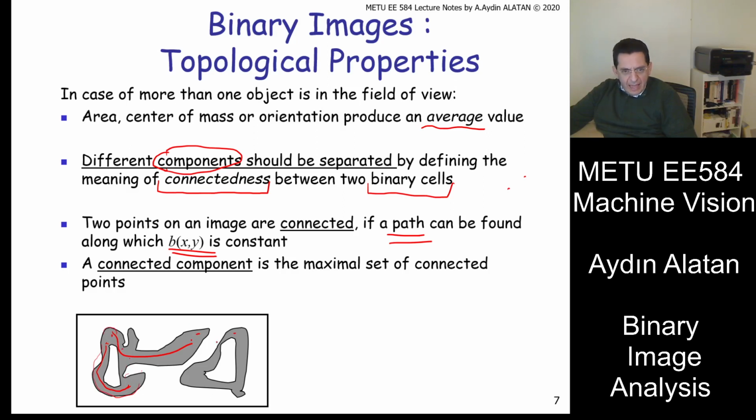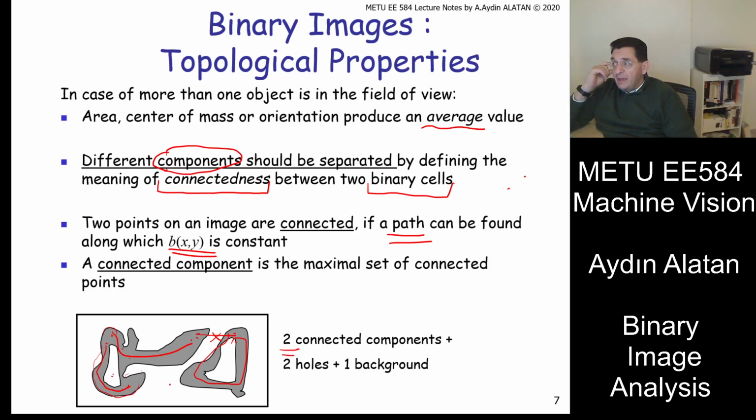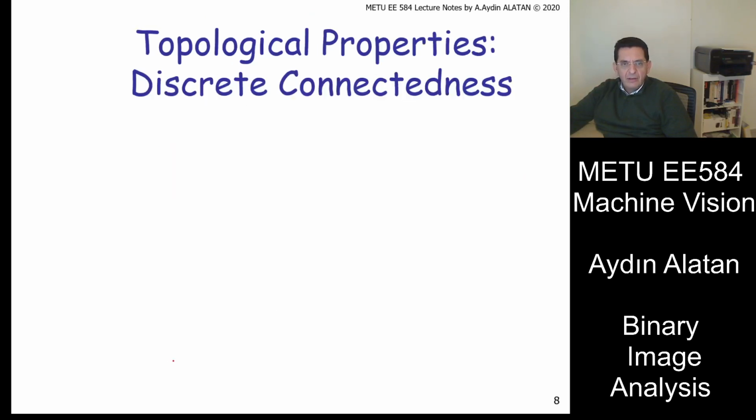This point and that point, whatever you do, you cannot find the path where b is constant. This is not true, okay? Therefore, these are 2 different components. You can see everything is also a connected component. Therefore, these are called connected components. Inside, when you have a binary equal to 0, we call it holes. These are our 2 holes and one background here, okay? Therefore, two holes, one background, and two connected components.